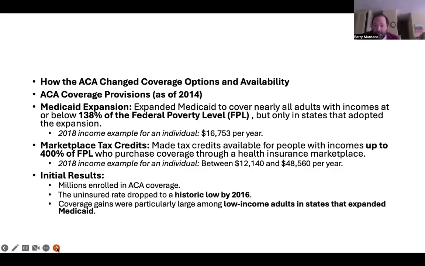So not that you shouldn't cover people at that level, but what it means, of course, is that any individual person making above that, which would still be extremely low, I mean, you could double that amount, and that's still an extremely low income, would not be eligible. So you can't get Medicaid. So that is, of course, one of the major problems of the ACA.